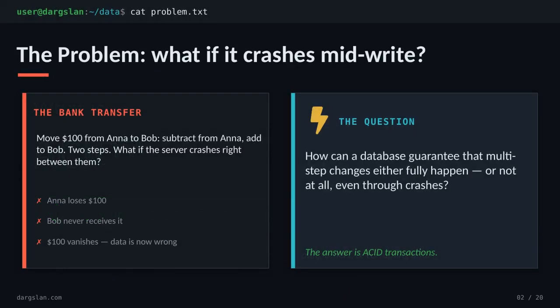So let's make this concrete. Anna wants to send Bob $100. The database subtracts it from her account, and then, right at that moment, the server crashes. Bob never gets the money. Anna's already lost it. $100 has just evaporated. So the real question is, how can a database promise that a multi-step change either fully happens or doesn't happen at all? That's exactly where ACID transactions come in.